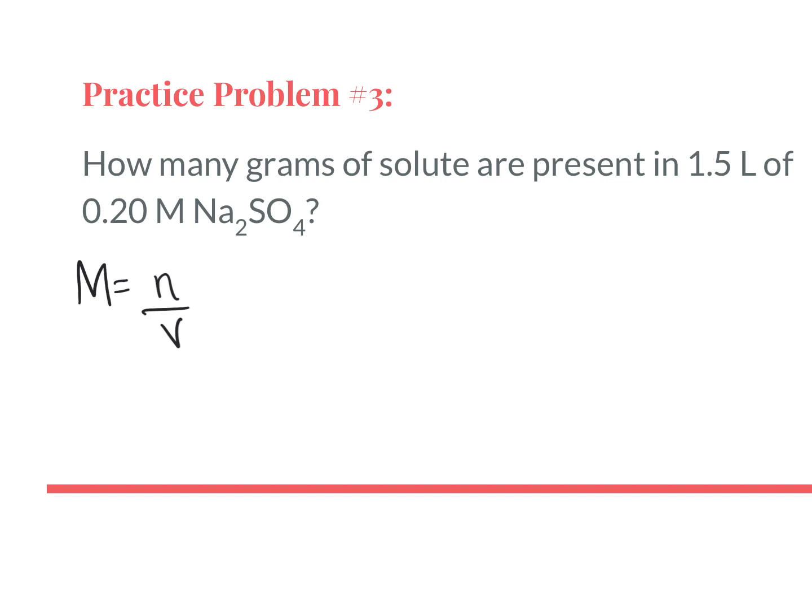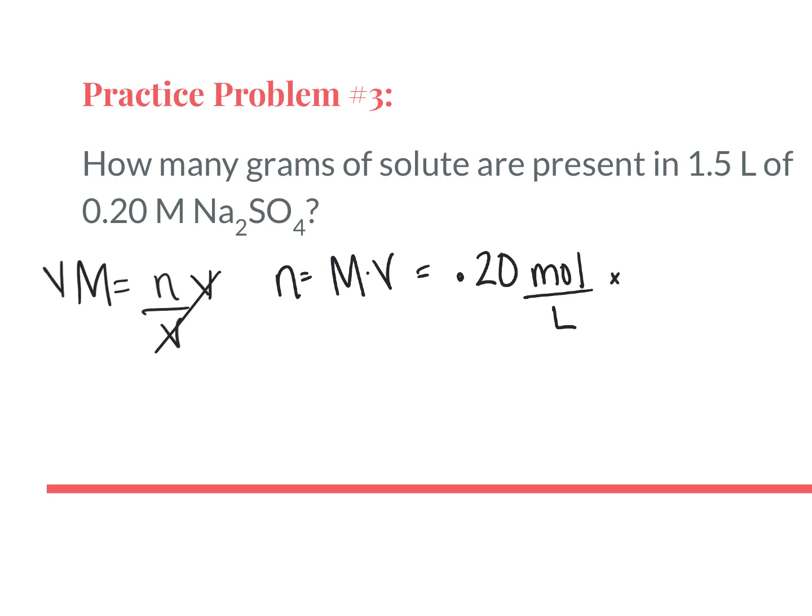How do we get N by itself? What do you have to do with V? We're going to multiply both sides by V. So number of moles is equal to molarity times volume. What's the molarity in this word problem? 0.20. The big M is the same thing as moles per liter. I'm going to write it as moles per liter because I want you to see how units cancel. And what's the volume? 1.5 liters. So liters will cancel, and we'll be left with moles.